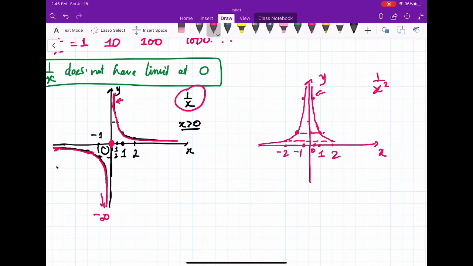Both sides approach infinity. You see this? So that is the difference between these two examples, 1 over x and 1 over x squared.